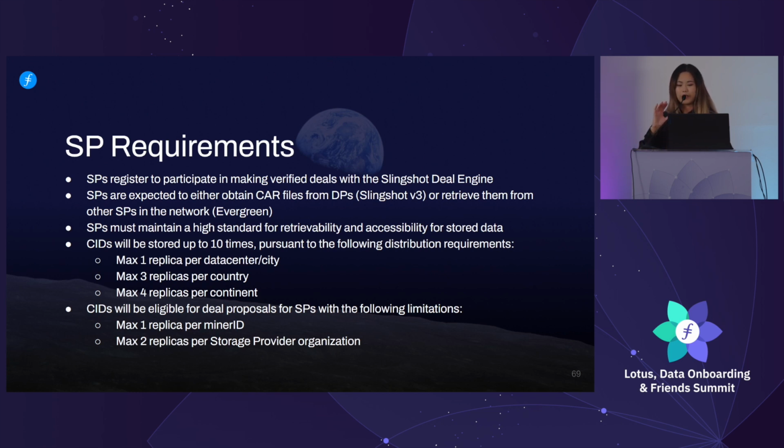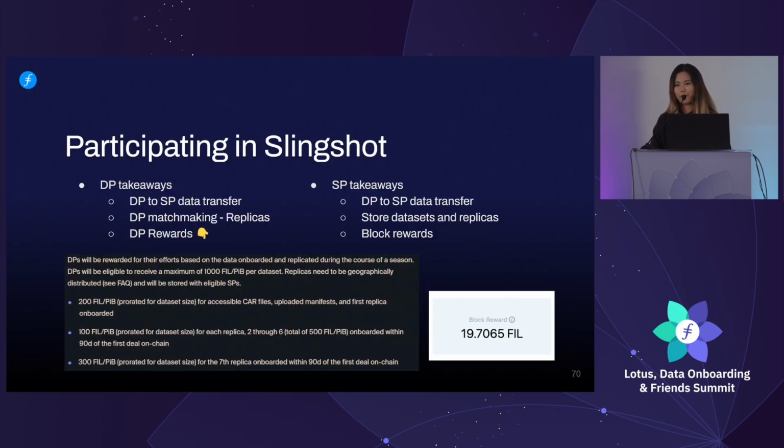So we actually encourage you to store data sets up to 10 times, 10 replicas. And with these 10 replicas, there's a rule around you can store 1 replica per data center, 3 max replicas per country, and 4 replicas per continent. And max 1 replica per miner ID, and max 2 replicas per storage provider organization. Don't worry if these don't make sense yet. We will go over them if you sign up for Moonlanding.